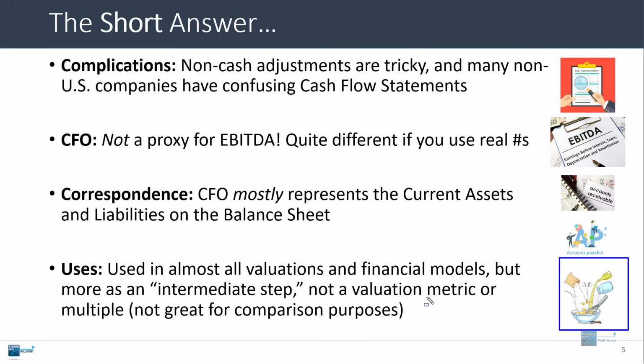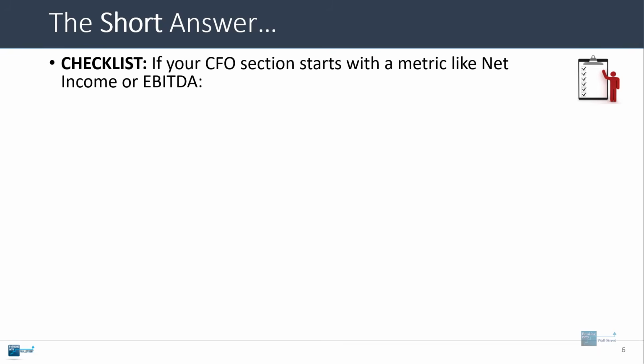Yes, you could consume it and use it as is, but you normally want the finished products that actually make use of cash flow from operations in a sensible way. So if your cash flow from operations section on the financial statement starts with a metric like net income or EBITDA, there are a few checks that you can make to ensure that you are using the correct setup and formulas when you create projections or when you value a company or when you set up something like an LBO model or a merger model.